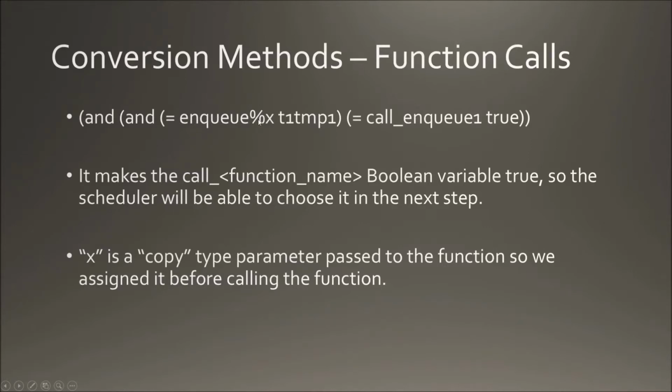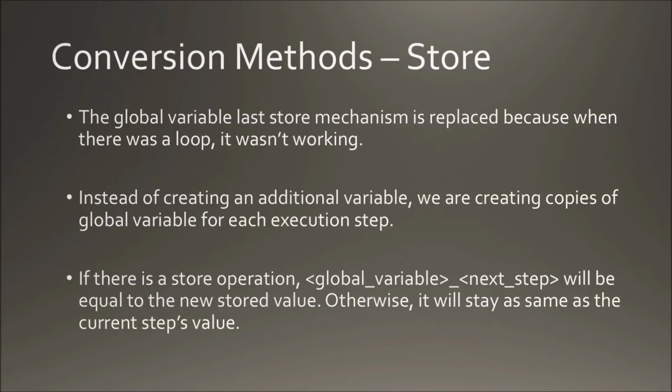Here is an example function call. Thread1 makes call_enq1 true, so in the next step the enq function would be called and thread1 can't be scheduled. Also, the x variable in the enq function is initialized, all values as well.